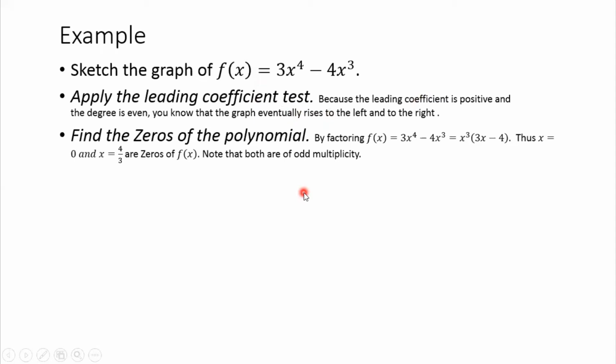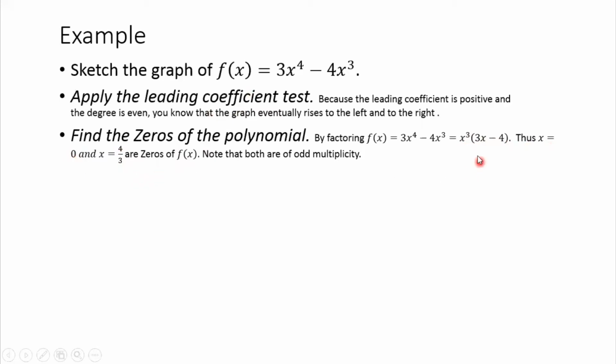Okay? Then find the zeros of the polynomial. How to find zeros? We equate this one to 0, then we solve for x. But we have to factor this out first. So by factoring, we come up with x cubed times quantity 3x minus 4. Thus, by the zero product property, x cubed is equal to 0, then x is equal to 0. 3x minus 4 is equal to 0, then x is equal to 4 over 3. Therefore, the zeros of this polynomial are x is equal to 0 and x is equal to 4 over 3.